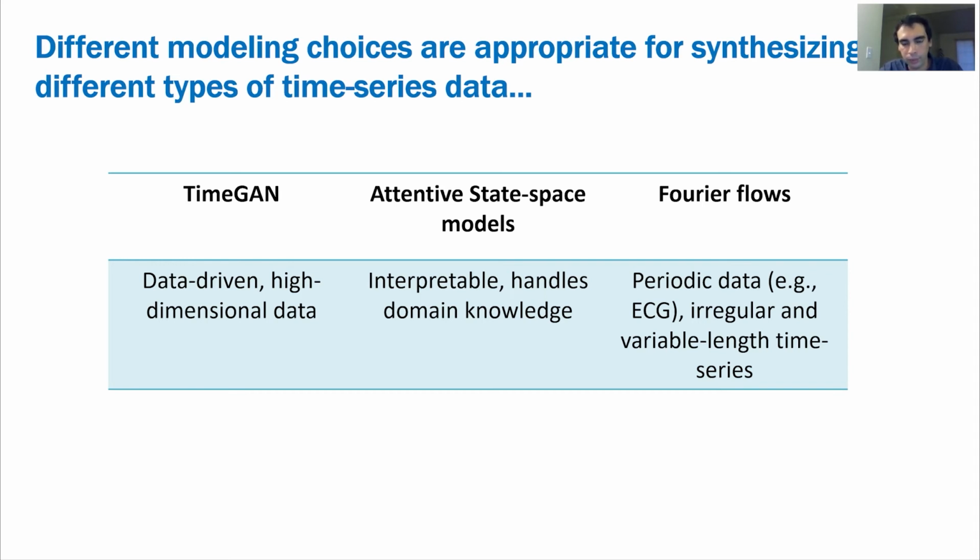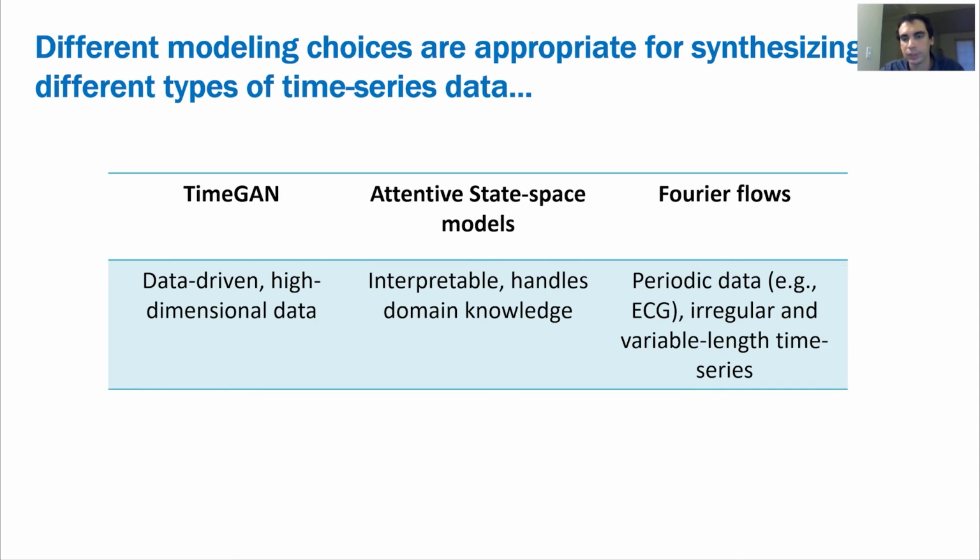If we have a chronic disease where we have almost regular clinic visits for the patient, where we maybe have annual visits in which we collect a rather limited number of observations, then we can use a probabilistic model like the attentive state space model, where we also care about interpreting the disease progression in the synthetic data that we generate. If we have data that is irregular, has variable lengths, or data that has periodicity and is low dimensional, maybe we choose the Fourier flows.